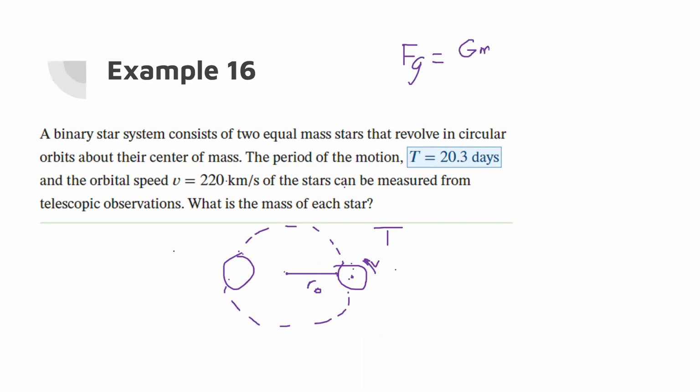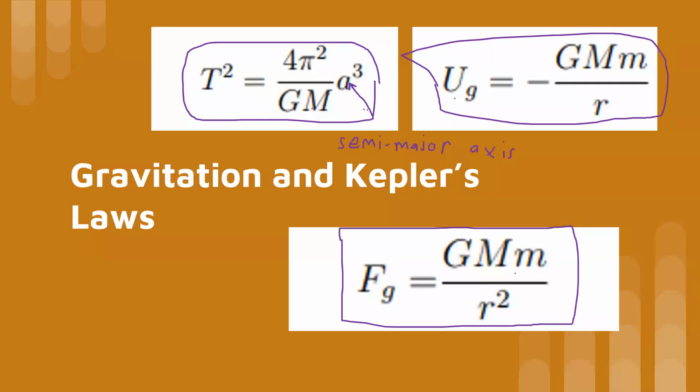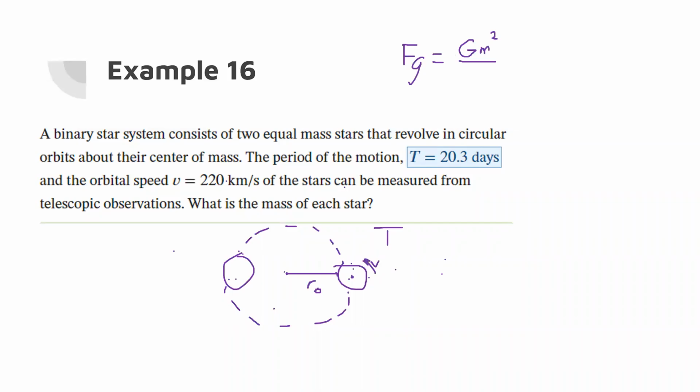Since the masses are identical, it's m squared over, and this is where most people got tripped up, this distance. The equation says r squared, but that's not the radius. It's telling us to use the distance between this star and the other mass, so the distance between the two masses. In this case, that's going to be 2 times the radius of orbit, which I'll just call r, and that's squared.